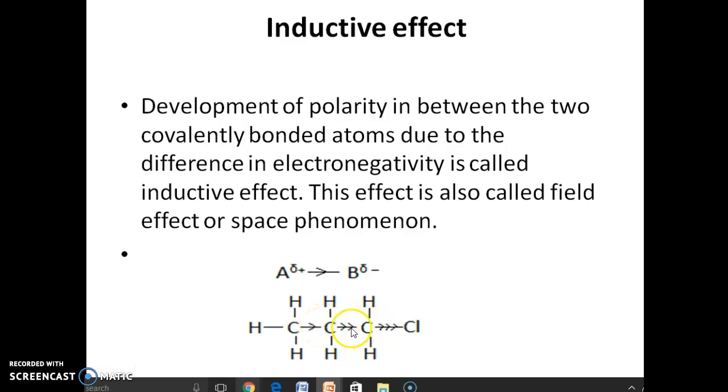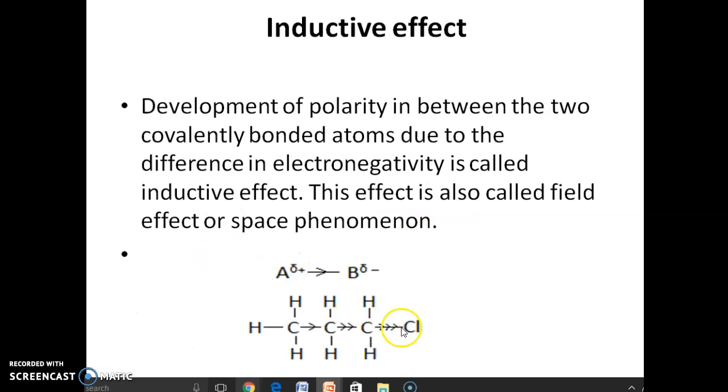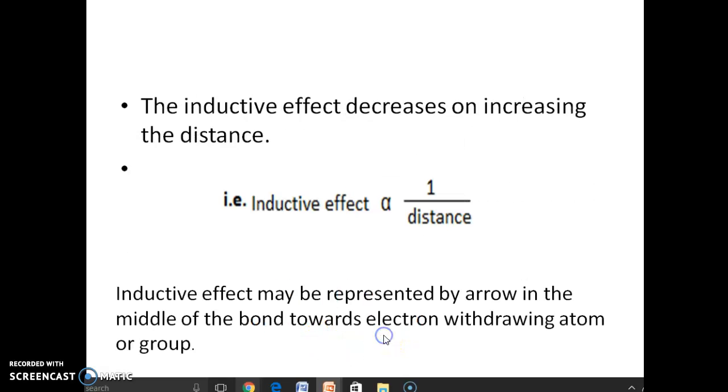this development of polarity is mainly due to the difference in the electronegativity of the two bonded atoms. So the inductive effect always decreases with increasing distance. Say for example, in the previous example we have just seen, as the distance from the carbon and halogen goes on increasing, the inductive effect also goes on decreasing. So this is how it can be given.